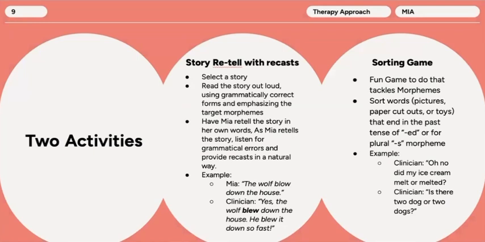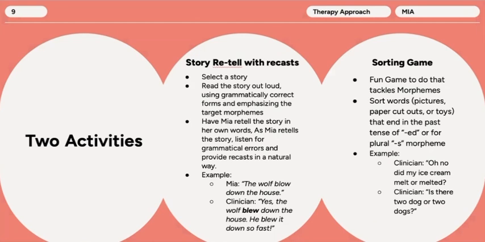So, an example: Mia would say, "Will the wolf blow down the house?" And then the clinician would say, "Yes, the wolf blew down the house. He blew it down so fast." And you'd emphasize the correct usage of the past tense verb of blow. So it'd be blew.